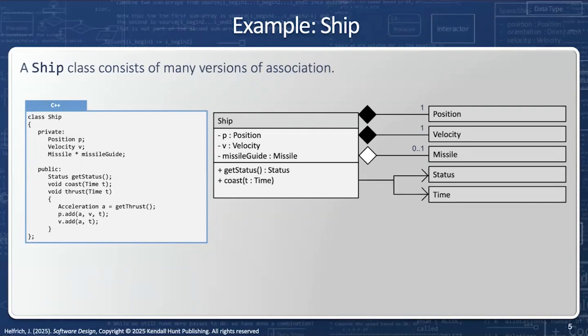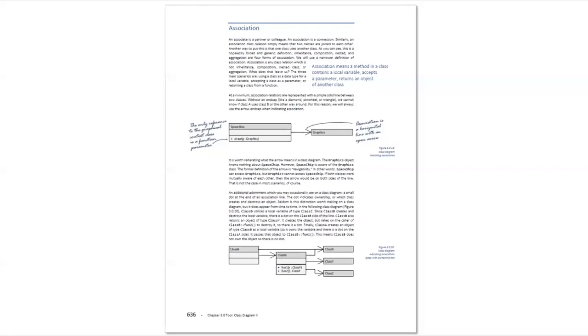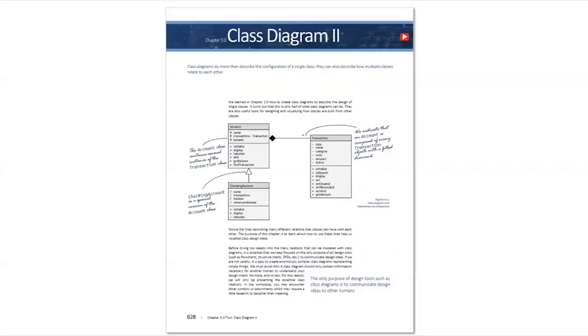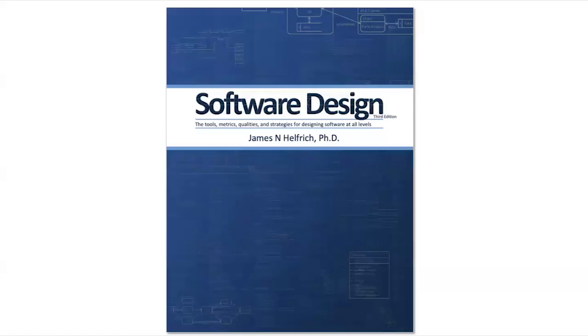I'm also going to have another method called thrust. This one also takes a time parameter, but it uses an acceleration object. In other words, acceleration is not an input parameter, it's not a return value, and it's not a member variable. Instead, it's a local variable, and local variables also count as association. We can learn more about association in the association section in the class diagram 2 chapter of the software design textbook.